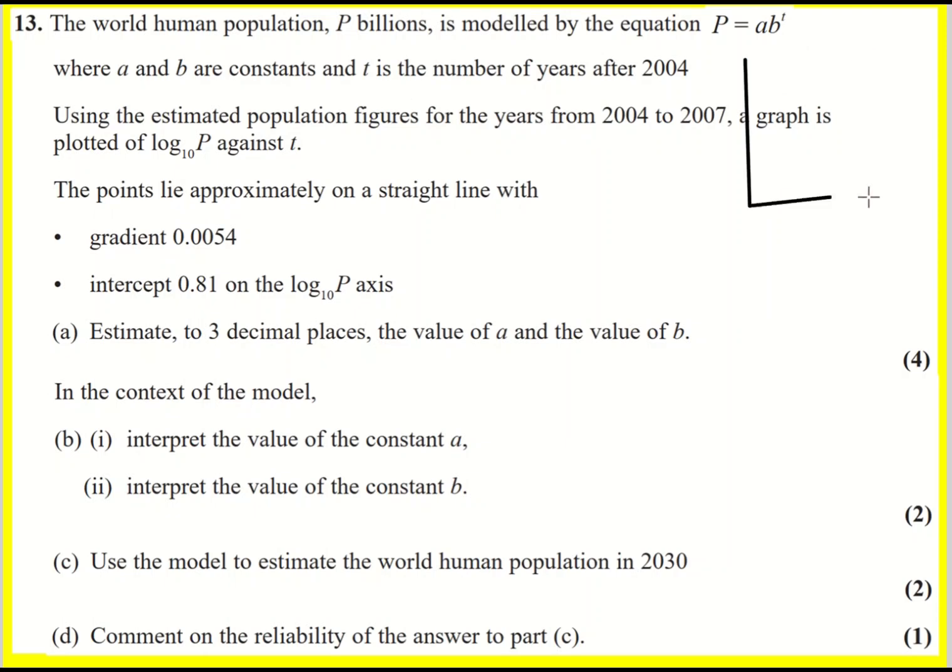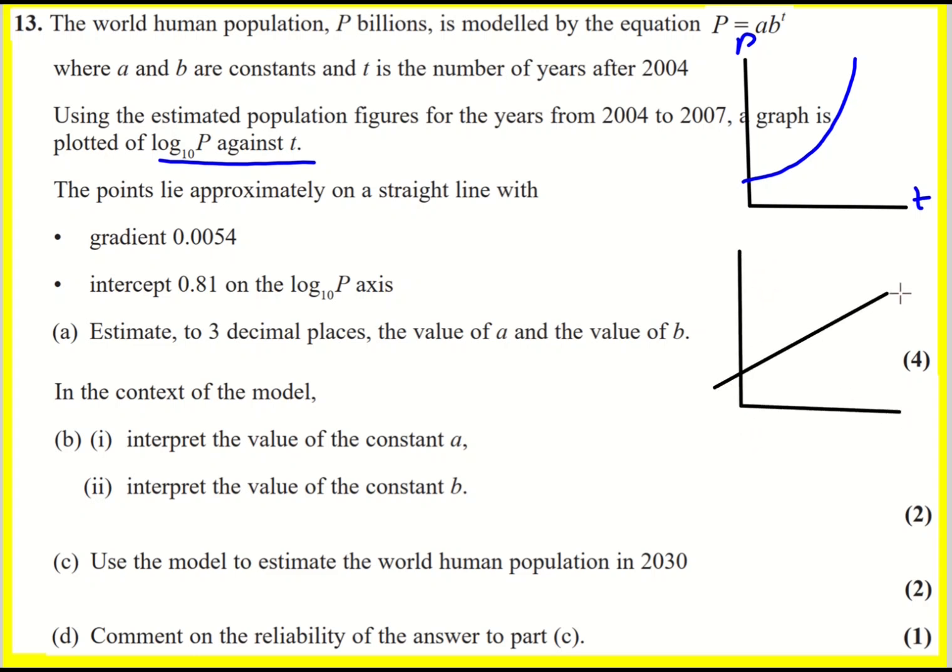This question is about how you can take something like an exponential, a nonlinear graph that would look like this, and plot slightly different quantities. Instead of plotting p against t, we're going to plot log p against t, and we're going to get, instead of a nonlinear curve, a straight line, something like this. How would we get that? And also, what do the gradient and the y-intercept represent?